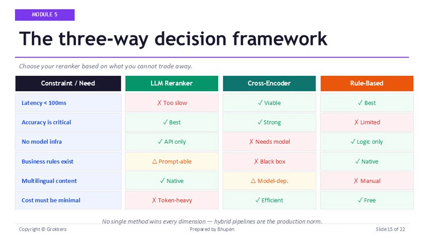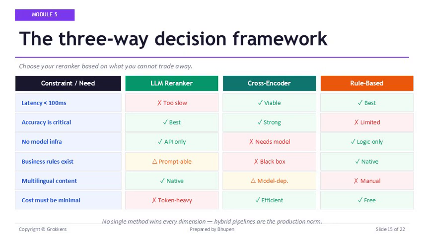If accuracy is absolutely critical, legal research, medical Q&A, compliance, the LLM Reranker is your best bet, with cross-encoders as a strong runner-up. Rule-based cannot match their semantic depth. If you have no model infrastructure at all, the LLM Reranker works via API, and rule-based needs only code logic. Cross-encoders need a model deployed somewhere.